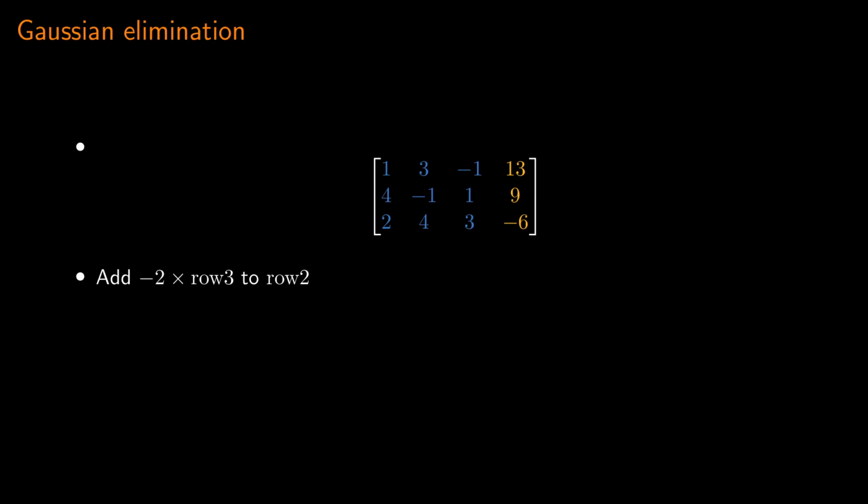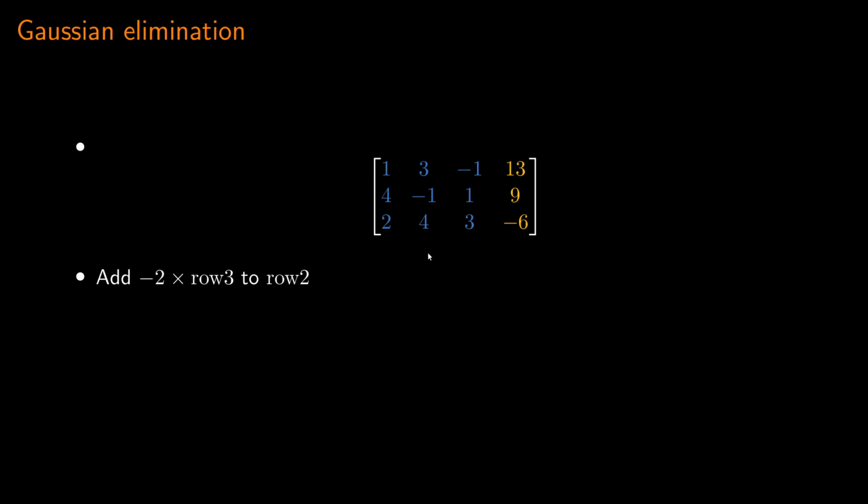But what I chose to do when approaching this by hand was to start out by adding minus 2 times row 3 to row 2. Now let's just break down what that really means. What that means is we're going to take row 3 here and multiply every element in row 3 by minus 2. So 2 times minus 2 is obviously minus 4.